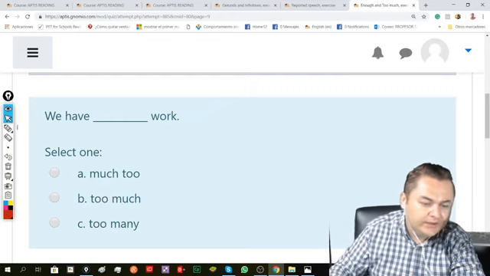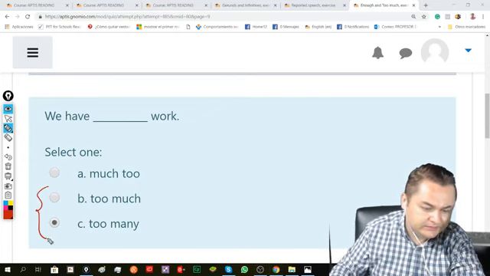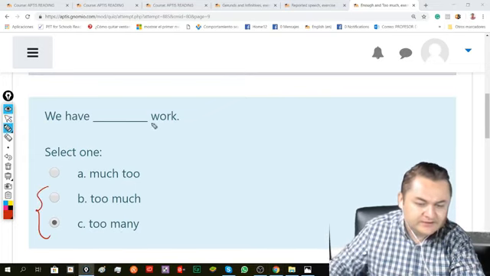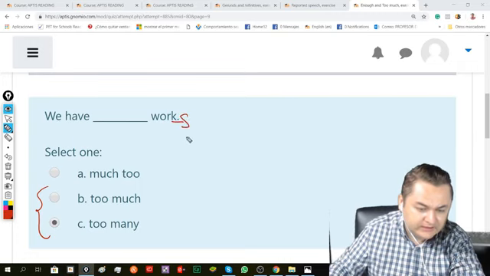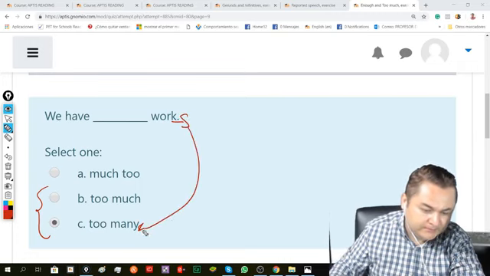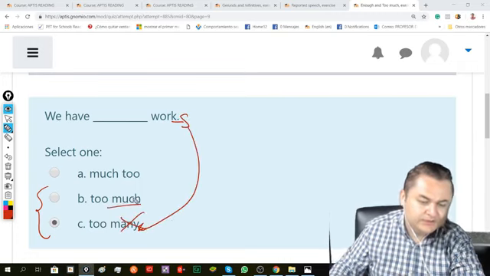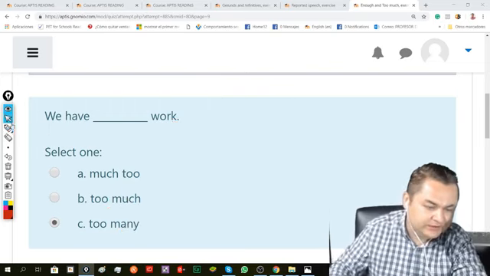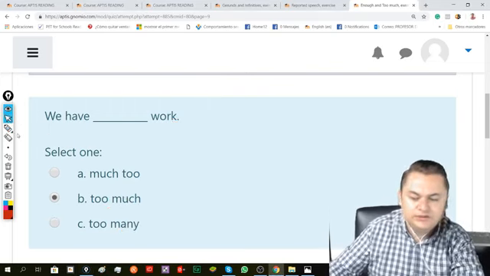Now here, we have much, too much and too many. My answer should be between these two. The thing is that work does not end in S. It cannot be many. It should be much. So the answer here is we have too much work.